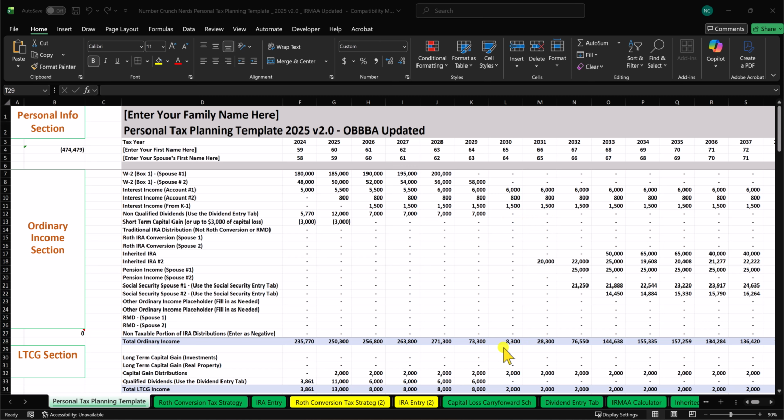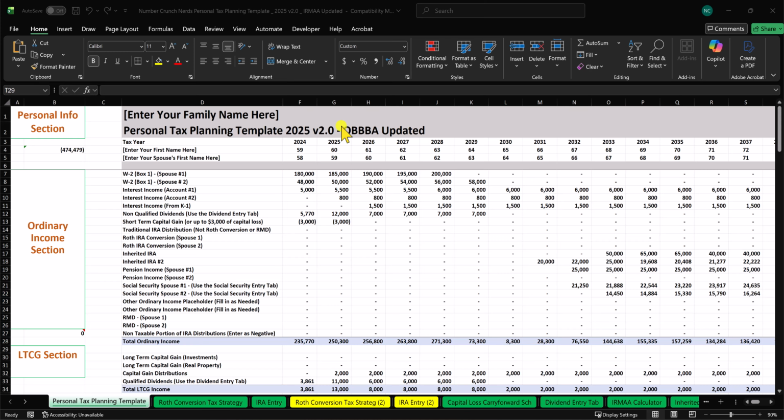And you can see that by just looking down here at the total ordinary income. Back in the employment years for this hypothetical couple, we were in the 200,000-ish range. Then we have one spouse retiring, and then we hit the early retirement drop where total income drops off dramatically.